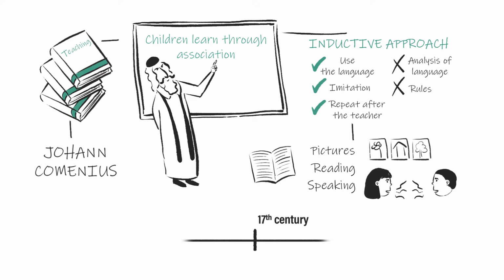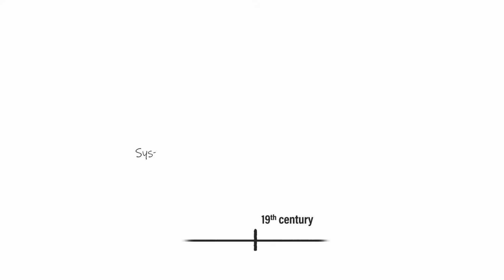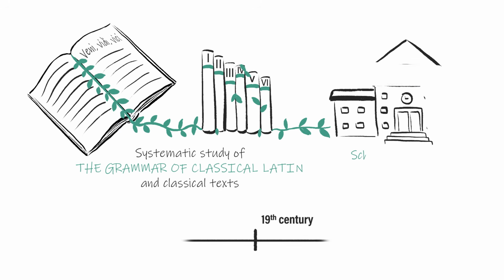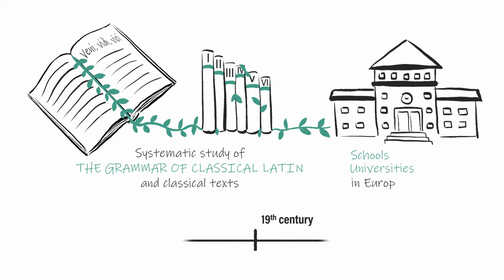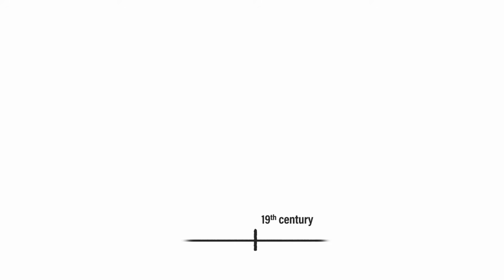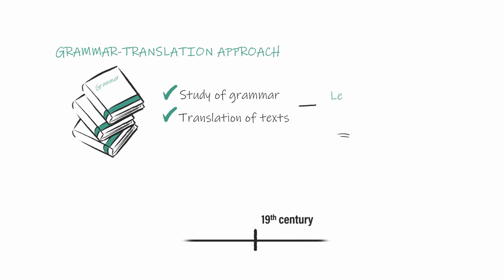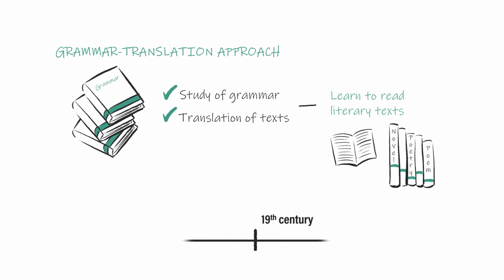Comenius was quite revolutionary. However, by the beginning of the 19th century, the systematic study of the grammar of classical Latin and classical texts had once again taken over in schools and universities in Europe. The 19th century was characterized by the so-called grammar translation approach, which explicitly focused on studying grammar and translating texts to learn to read literature.